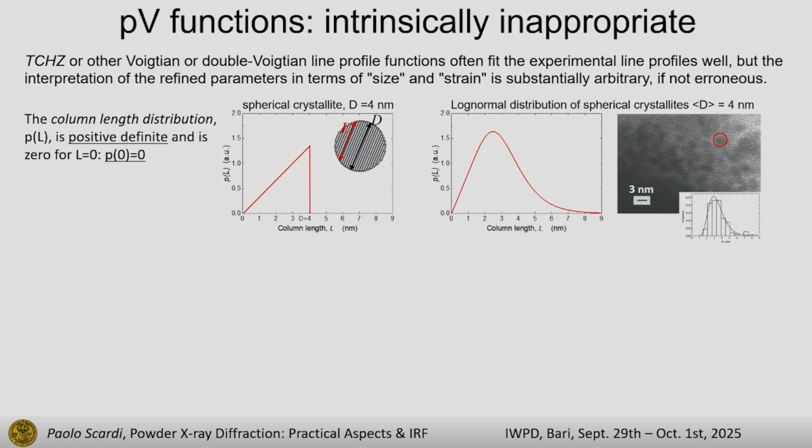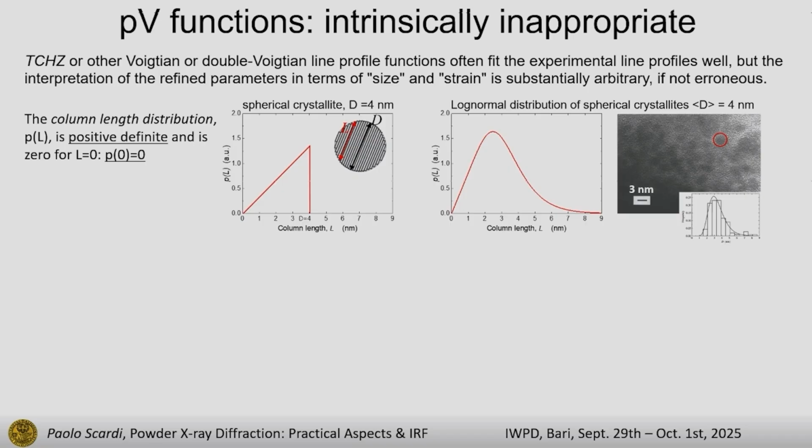However, the important thing, this is the column length distribution. You see, it's not terribly different from the sphere case. It just has a tail, but it is still positive, 0 at 0. So keep in mind just this: you change the shape of the crystal, it changes a bit, but it is still positive, 0 at 0.